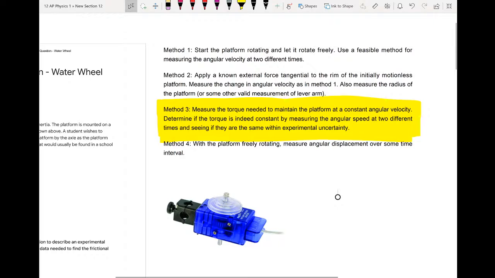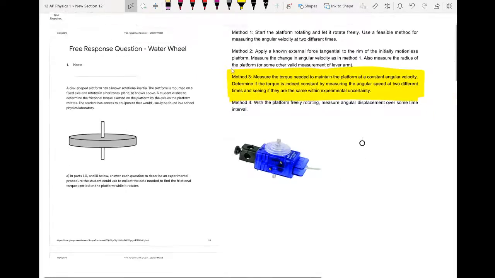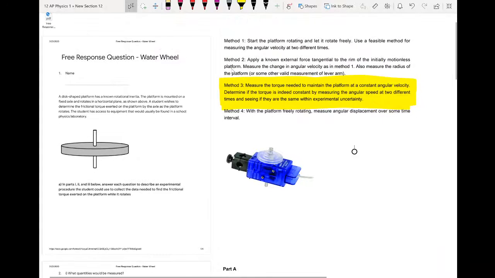So if you did do method 3, check out the video for method 2, and watch it up until the procedure is going to change a little bit. Instead of doing it from rest, you would keep on changing the torque until you get this constant angular velocity, until you feel like it's constant, and then check it using the slow motion camera that we talked about in method 2.